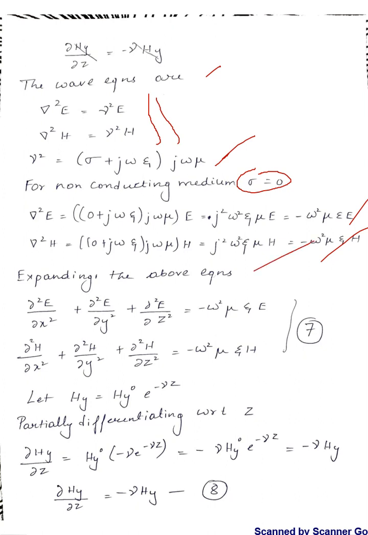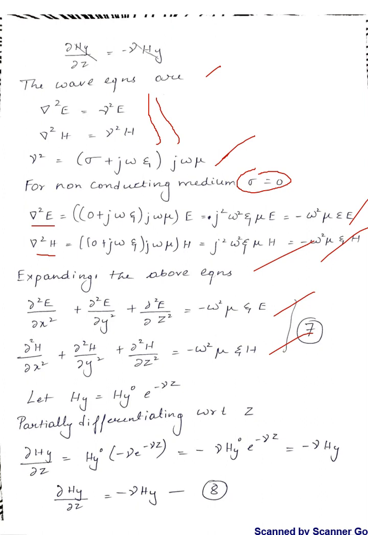Now expanding the above equations, I'm going to expand this del square E in all three directions x, y and z. So I'll be getting dou square E by dou x square plus dou square E by dou y square plus dou square E by dou z square, and I'm going to write the RHS as it is, that is minus omega square mu epsilon E. Now I'm going to expand this del square H in all three directions. So I'll be getting dou square H by dou x square plus dou square H by dou y square plus dou square H by dou z square is equal to, and similarly the RHS will be the same, that is minus omega square mu epsilon H.